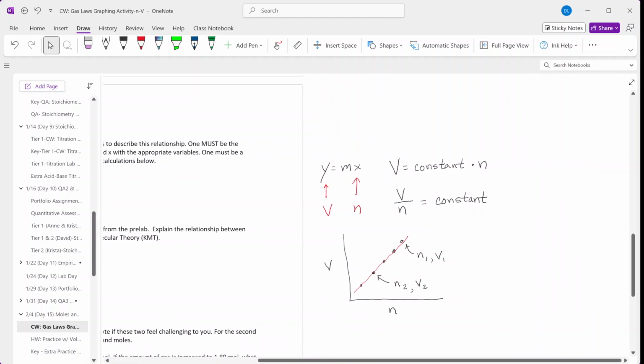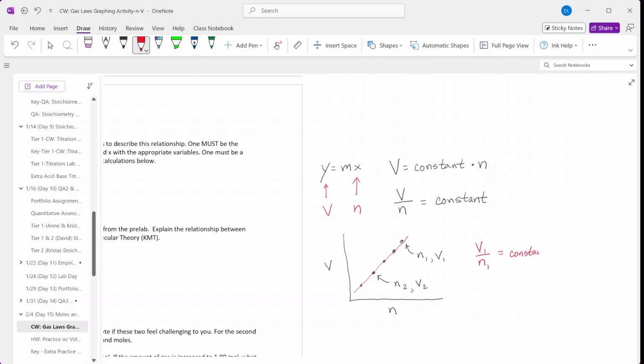Now, what we know about the system is that on all those points, the pressure is the same and the temperature is the same. We also know, based on the equation that we wrote above, that the volume 1 divided by N1 is equal to some constant. Specifically, that constant is the slope.